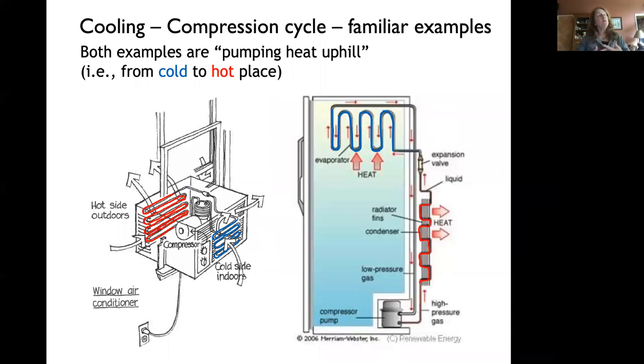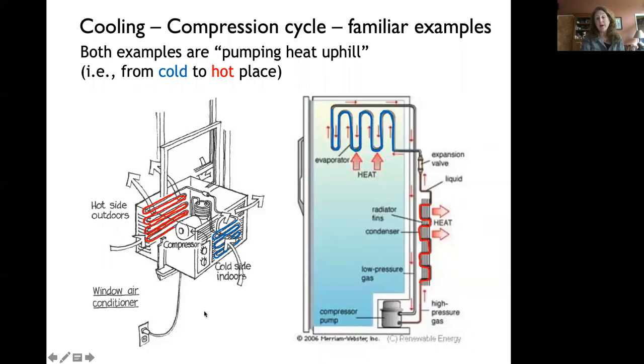So how do we cool? Well, this is what Willis Carrier invented, and it's the compression cycle. There's some very familiar examples; everybody has a compression cycle in their home. It's the refrigerator, right? The refrigerator is the most familiar example of a compression cycle. The basic idea here is that you have a cold side, in this case inside your refrigerator, and the hot side where you're dumping the heat. In this case, it's going to be the coils on the back of your refrigerator.